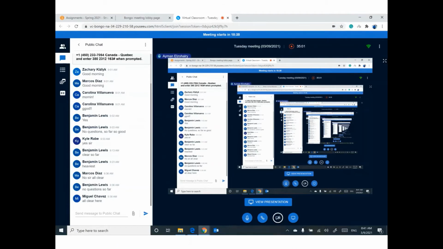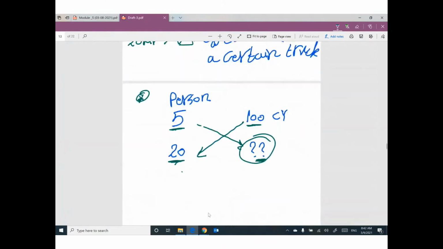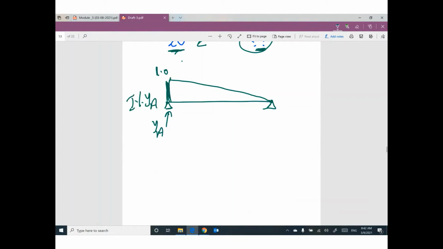Okay, I would like to explain to this part or this time to understand something. What is the meaning of this shape? Okay, let's do it here. You draw influence line for reaction YA like this. This value is 1, this value is 0, and you said this diagram called influence line for YA. Can you explain it to me? Yes, I can. Okay. Please pay attention.